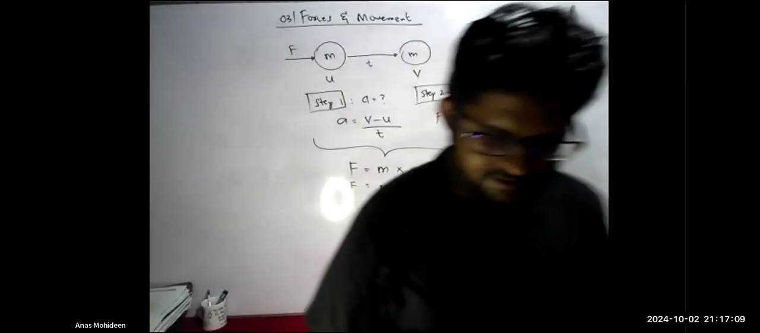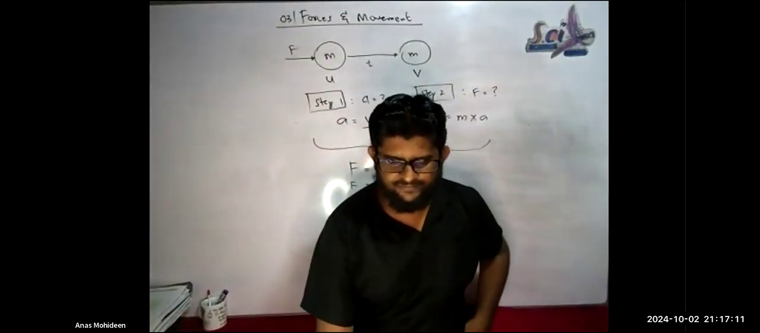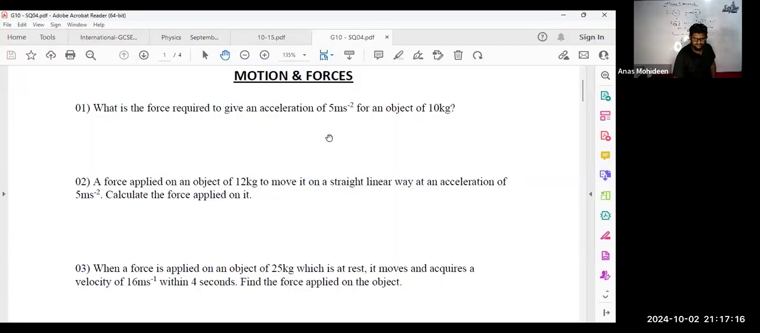Done, right? So look into these questions. Let's do this. Write the question down. First question right there. What is the force required to give an acceleration of 5 m/s² for an object of 10 kilograms? How do you find it? Now it's very easy. F is equal to M into A. Formula is a must.